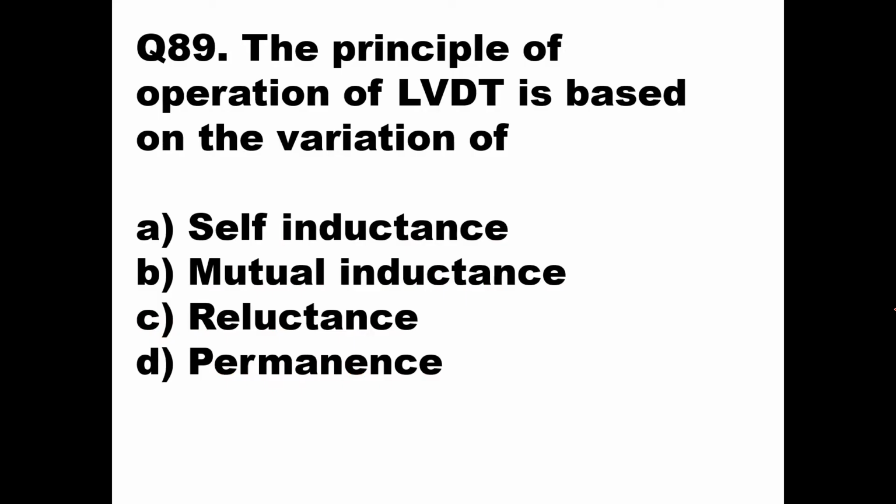Then we'll go to the next question, question number 89. The principle of operation of LVDT, linear variable differential transformer, is based on the variation of what? Now in LVDT, we have one primary winding and two secondary windings. In between them there will be a displacement, and because of that displacement the secondary winding voltages will change, and that sum you are going to take as the output voltage, and that will indicate what the displacement was. That means it is working on mutual inductance.